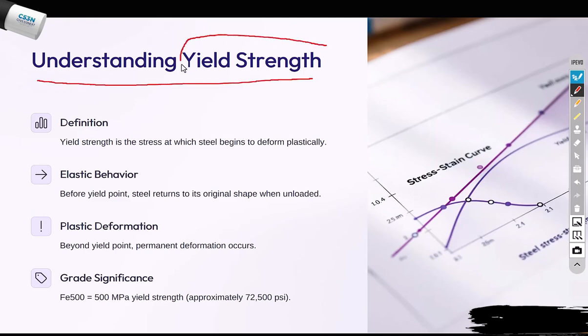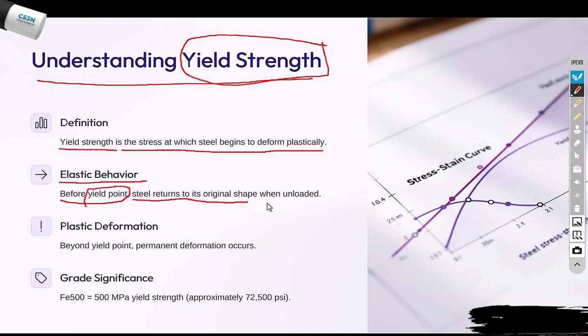What does yield strength mean? Yield strength is the stress value that the steel can take while still showing elastic behavior, and stress applied to steel above this value will take it into the plastic zone. In short, yield strength is the stress at which steel begins to deform plastically. So what is elastic behavior? Before the yield point, steel returns to its original shape when unloaded. Plastic deformation: beyond the yield point, permanent deformation occurs.